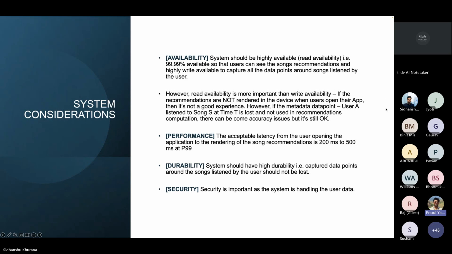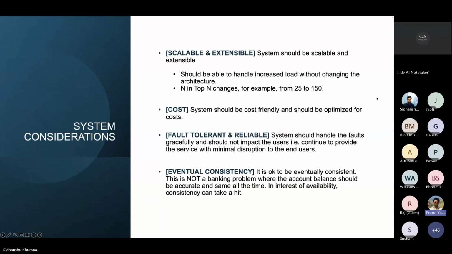Then security, as the name stands out, right? We also need to have some kind of trade-offs there, about how we want to secure our data. One such concern could be that there could be some sensitive information, like this person is listening to XYZ songs. So we want to have some kind of security mechanisms in place as well. So Sudhanshu, we can move forward.